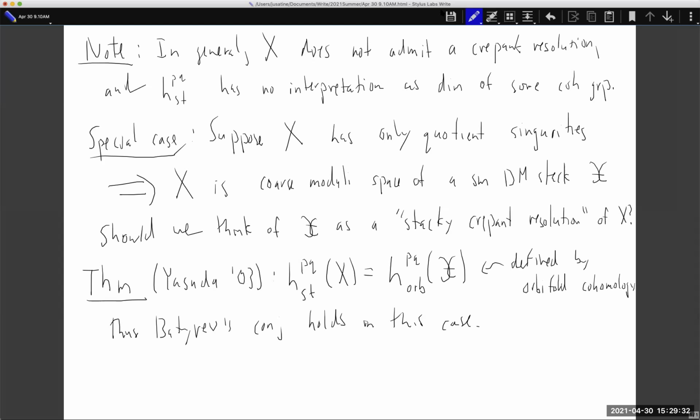Let's see, and I see that there's something in the chat. So let me take a look there. Are we assuming isomorphism in codimension 1? Yes. So this Deligne-Mumford stack here, the canonical one over X, has this property where it's an isomorphism outside of codimension at least 2. Does that answer your question, Dan? Thanks.